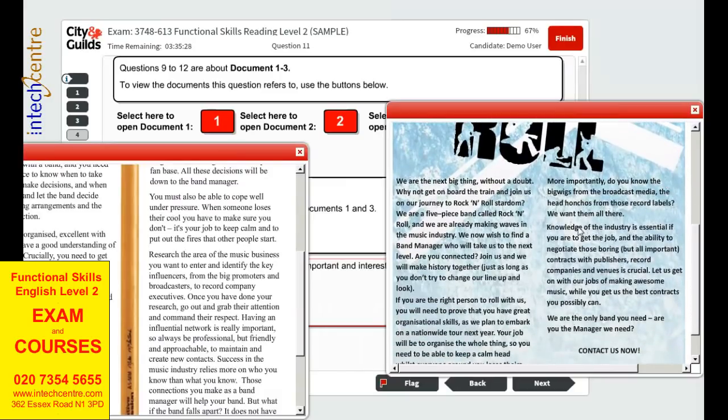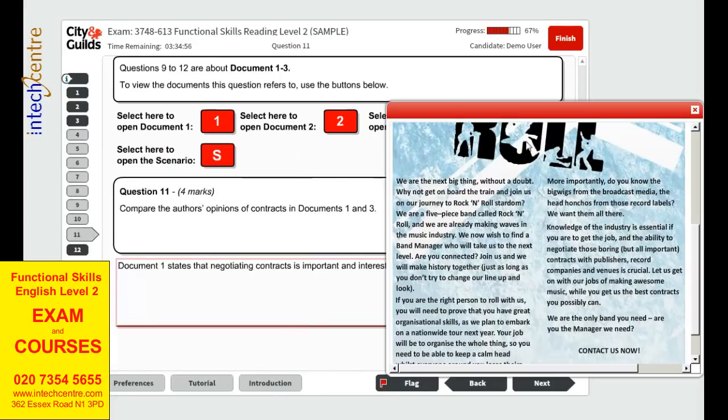Okay, so knowledge of the industry is essential if you are to get the job, and then the ability to negotiate those boring but all important contracts with publishers, record companies, and venues is crucial. So the author here is saying that contracts are boring, but they're also important. So you can see that both documents agree that contracts are an important aspect of the job. But document 3 says contracts are boring, whilst document 1 says they're an interesting aspect of the job.